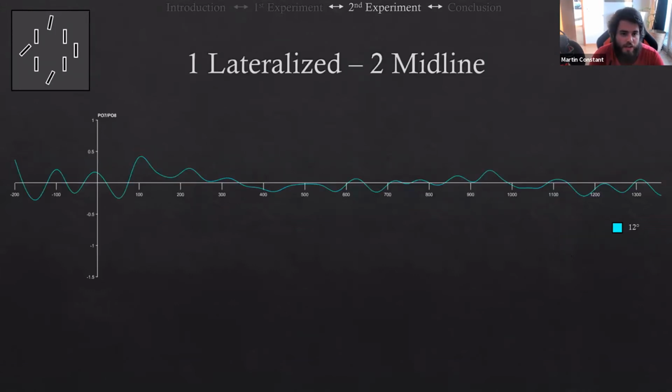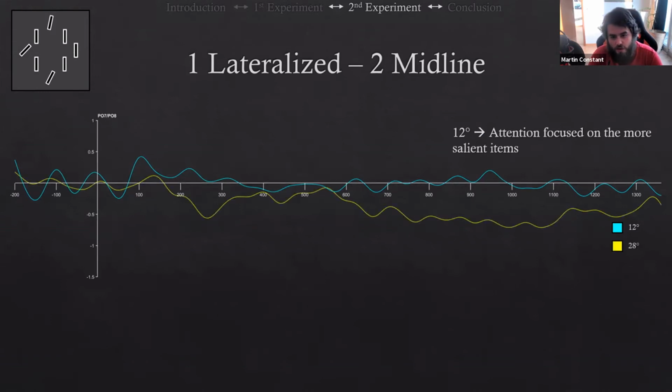Our second condition is a bit more prototypical of these visual search experiments. That is, we had two targets on the midline, which do not evoke any lateralized ERP because they're on the midline, and one that was lateralized. So when the 12-degree bar was lateralized, virtually no activity could be found, no lateralized activity. And that is because the attention seemed to be focused on the more salient items, the 28-degree and the 45-degree, which were on the midline.